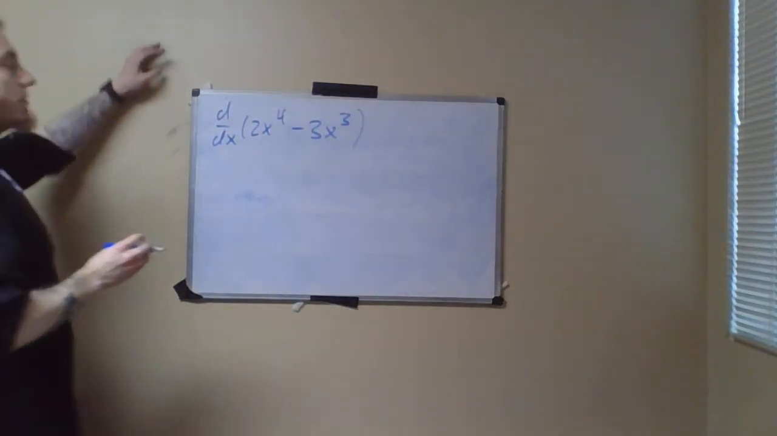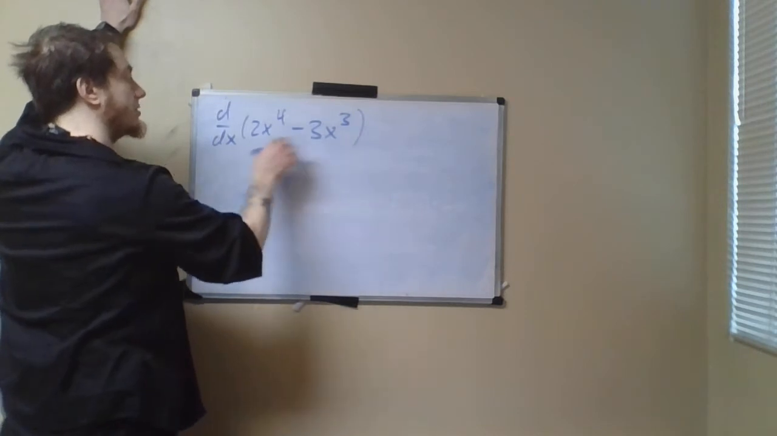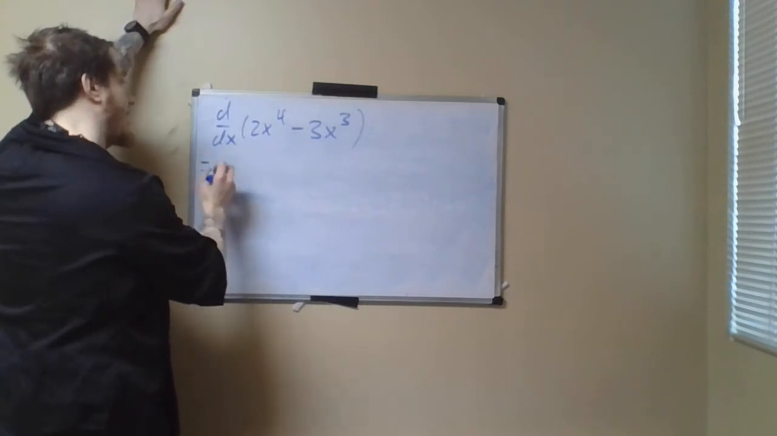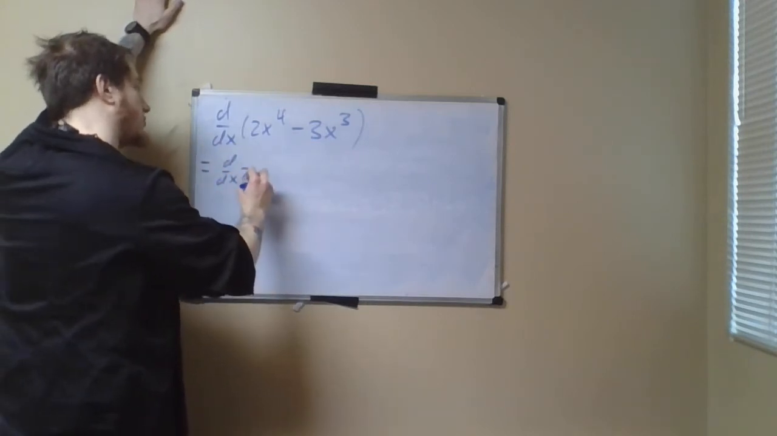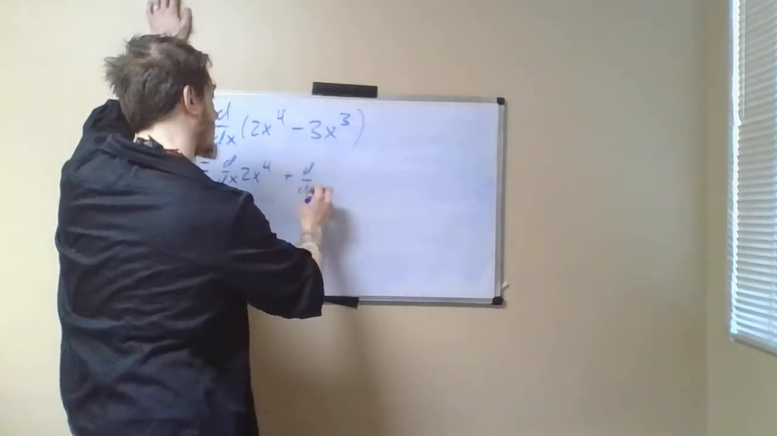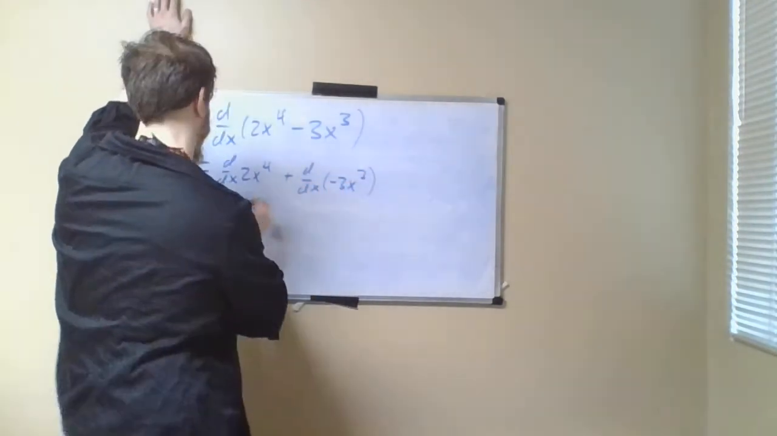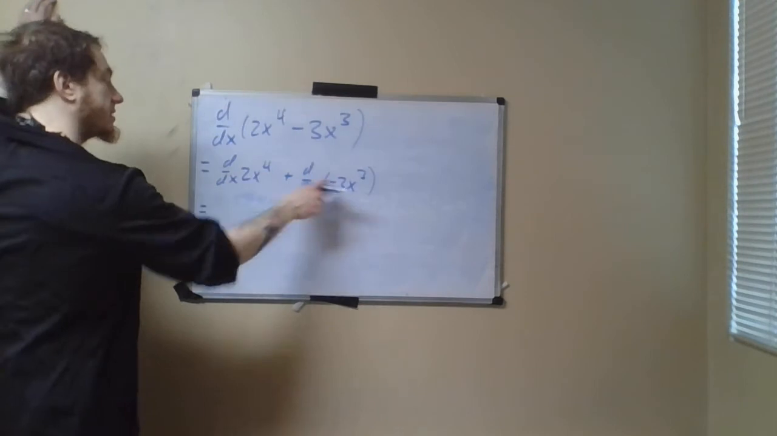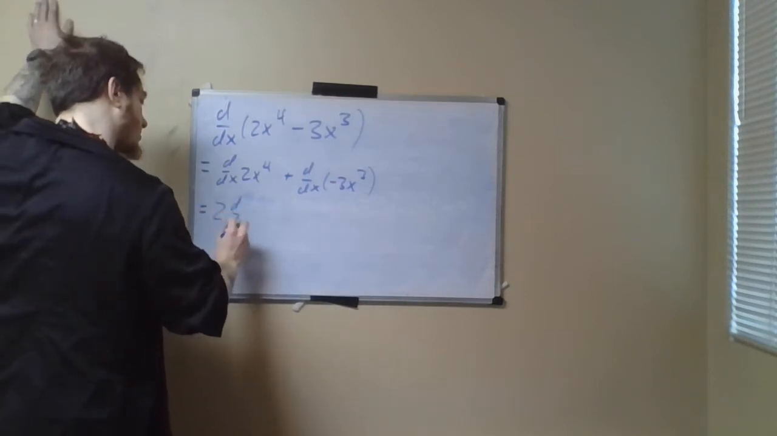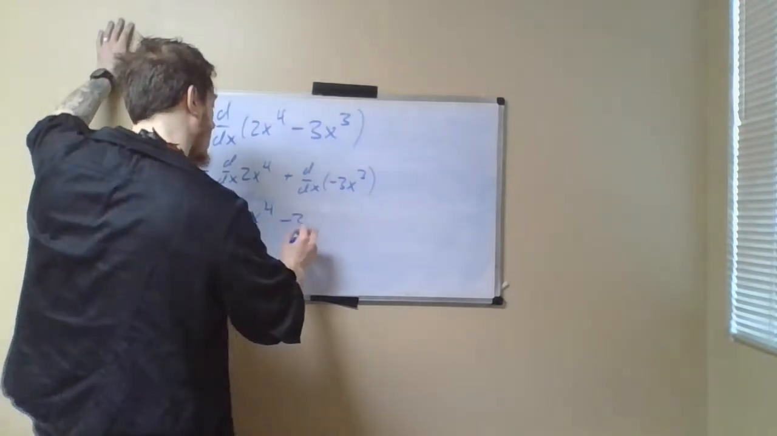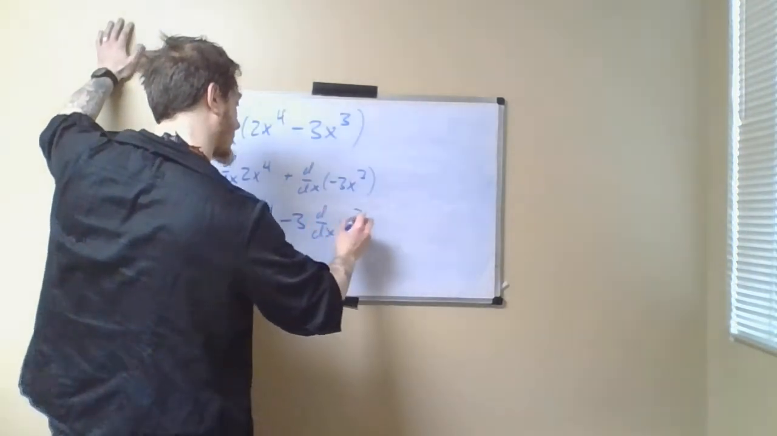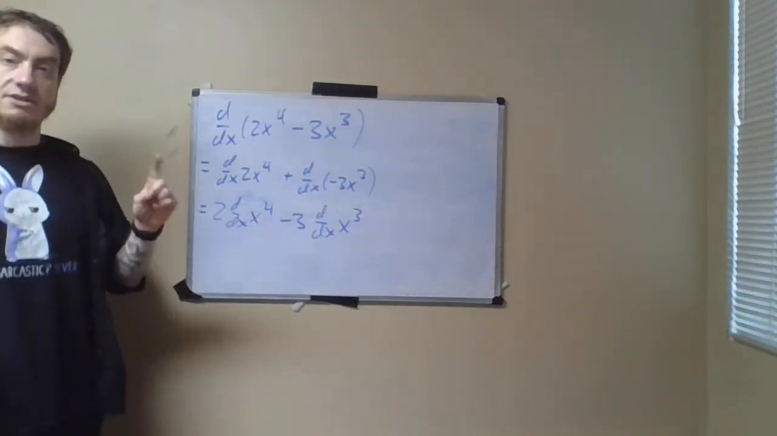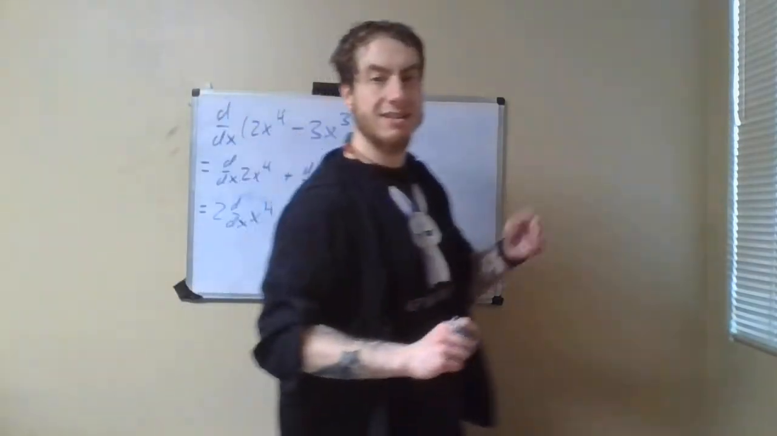Well, what I'm going to do is I'm going to say, okay, each of these things is just a constant times a power of x. So each of these things is differentiable separately. And therefore, I can say this is the derivative of 2x to the fourth plus the derivative of negative 3x cubed. Therefore, I can then say, well, I can bring out these constants. So this becomes 2 times the derivative of x to the fourth minus 3 times the derivative of x cubed. Now, can you figure out what is the derivative of x to the fourth and what is the derivative of x cubed? Let me give you a minute to think back to your power rule and see what that becomes.